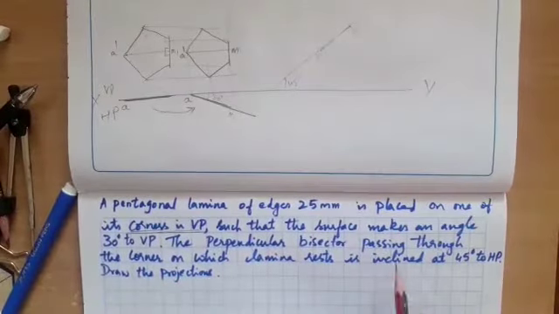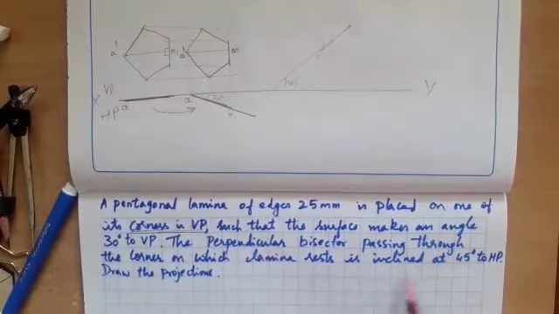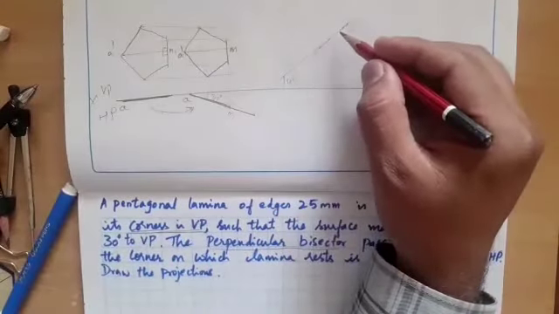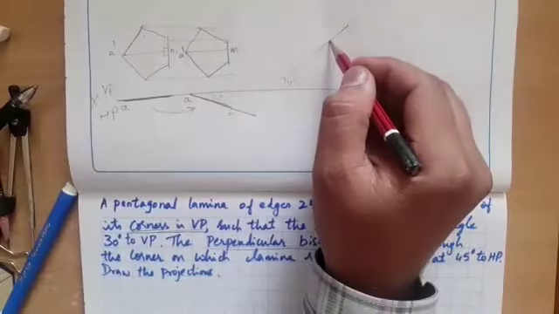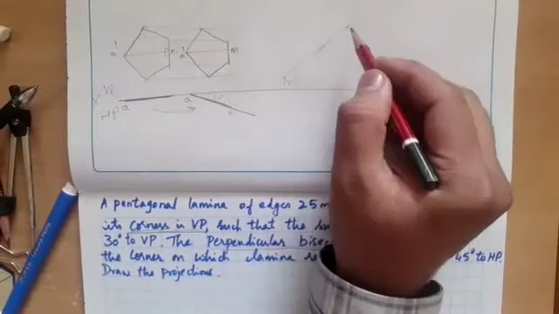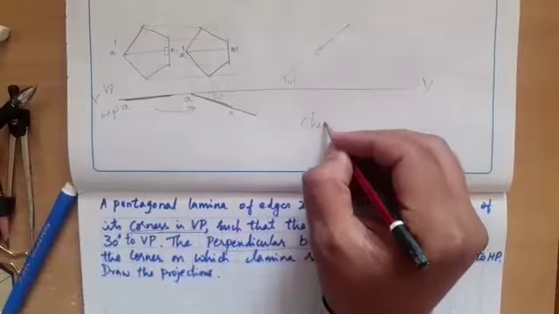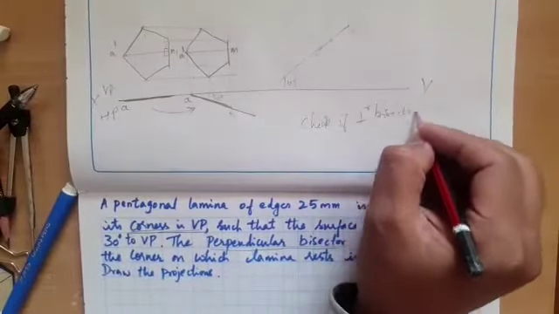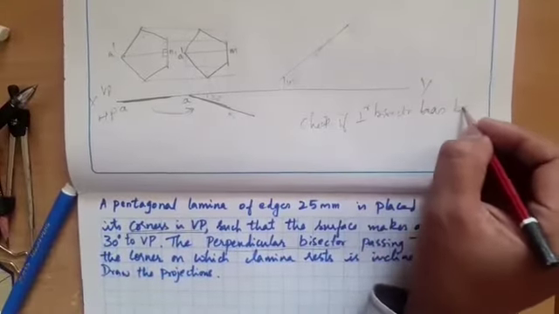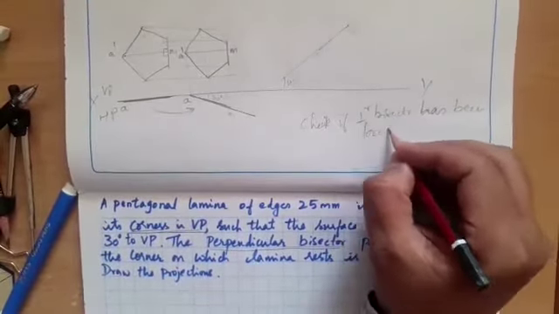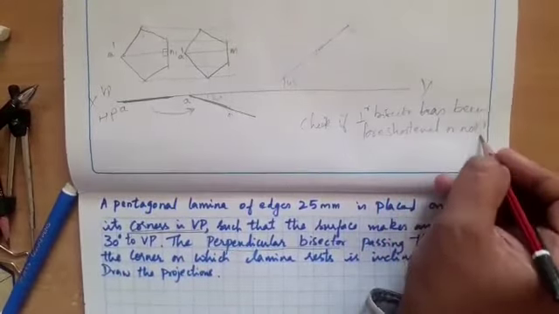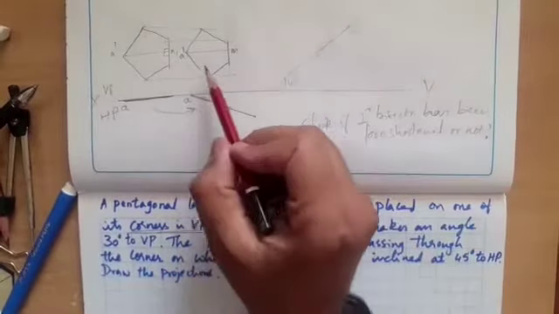The perpendicular bisector passing through the corner on which the lamina rests is inclined at 45 degree to HP. That is, this perpendicular bisector is inclined here. If it is inclined 45 degree, you need to check if the perpendicular bisector has been foreshortened or not. Will it be foreshortened here?